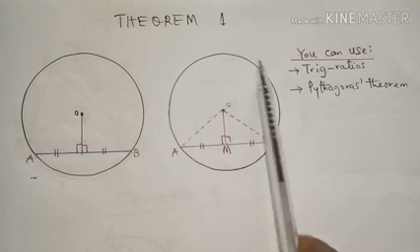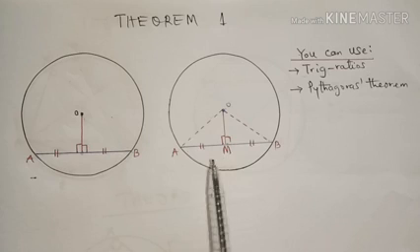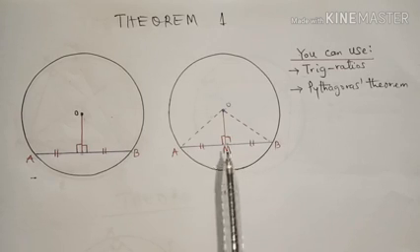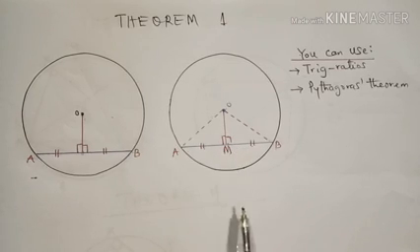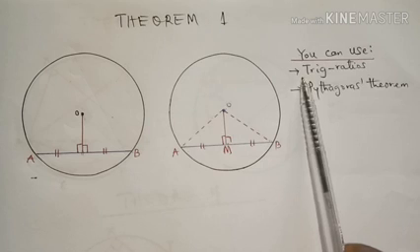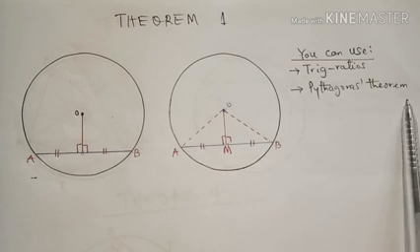Sometimes you'll be given a question like this, and if you look at the question properly, you will discover that there are two right-angled triangles. So for you to be able to find either the side or the angle, you will need either trig ratios or Pythagoras theorem.